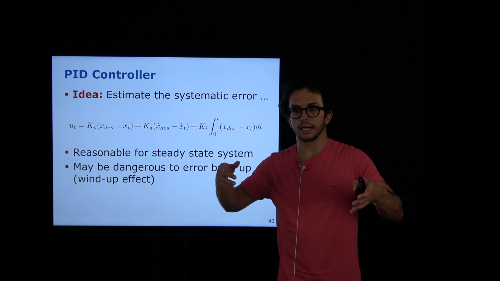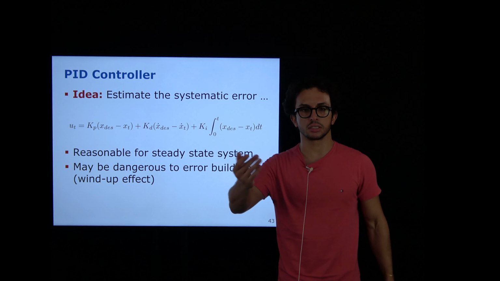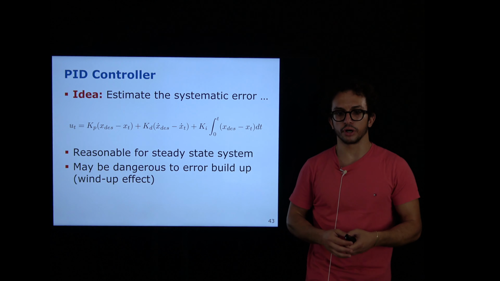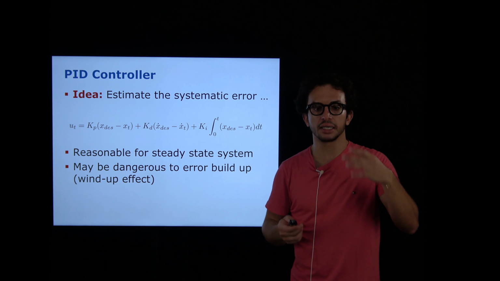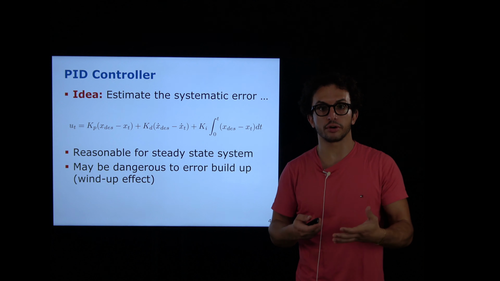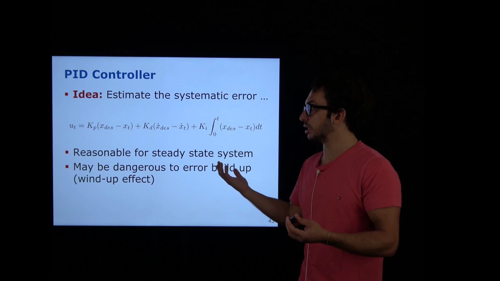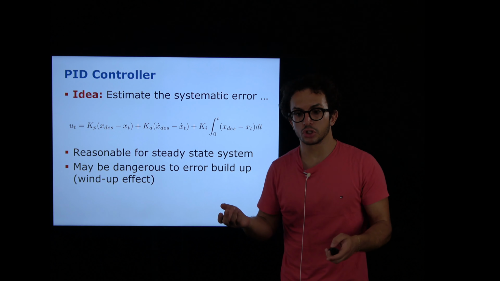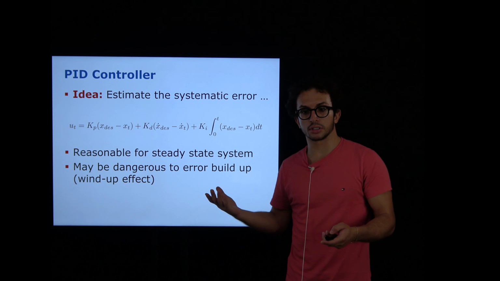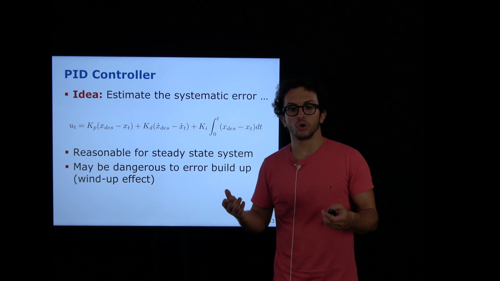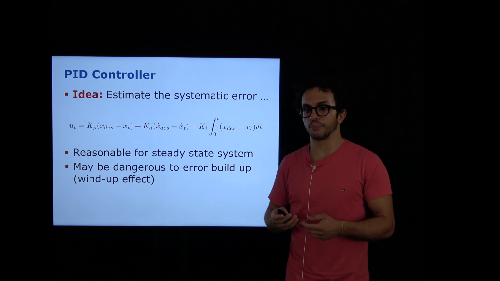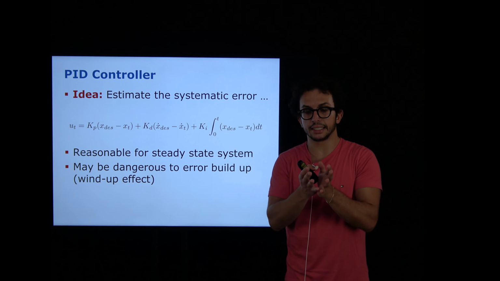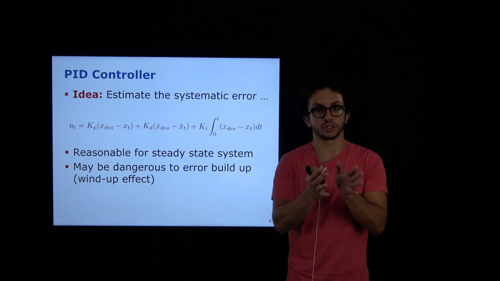And now it has an insane velocity commanded to the robot in order to compensate for the error that it had so far, because there's a huge error caused by the fact that it was stuck in the hole for some time. So this might damage actuators, and what one usually does is try to integrate in shorter time windows.